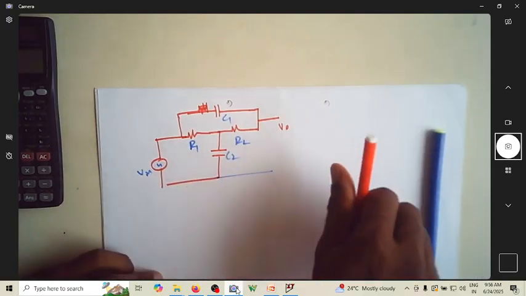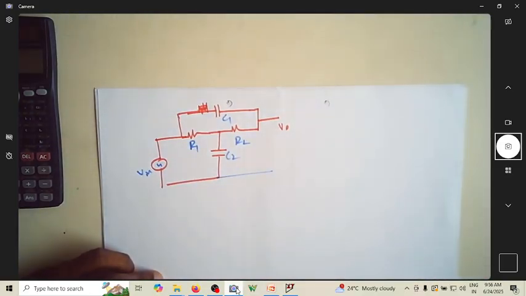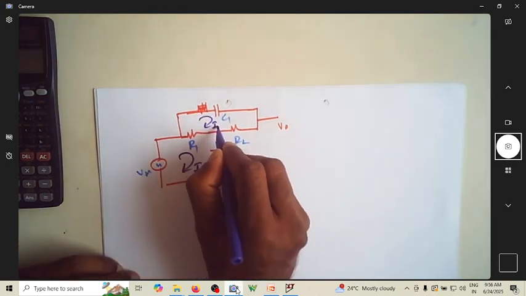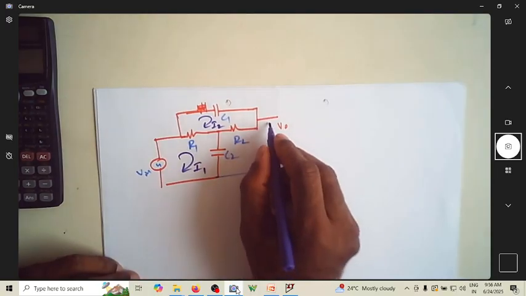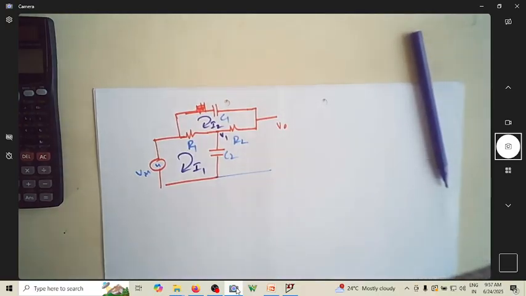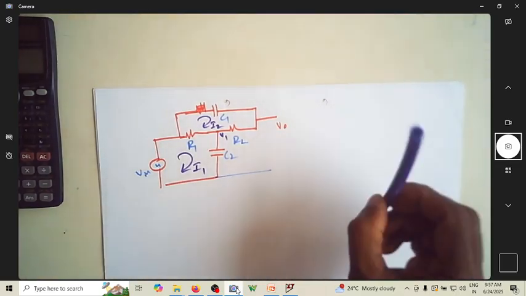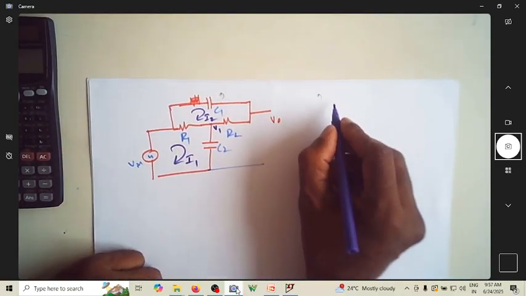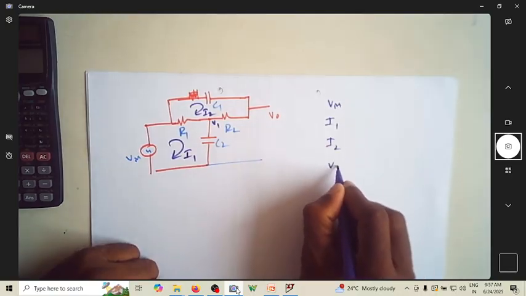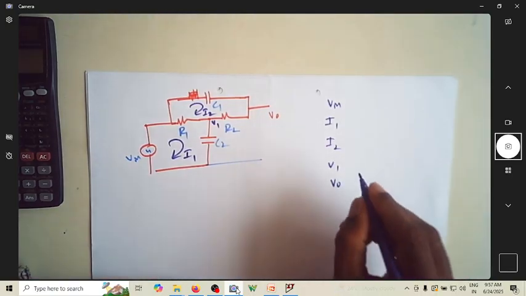So let me write this as the loop current. This is the loop current I1, this is the loop current I2, and this is V naught. Let me say this as V1. So now we have the variables V in, I1, I2, V1, V0. V in is the independent variable.